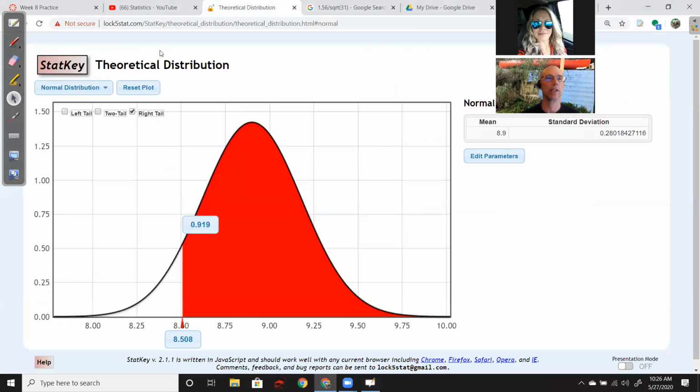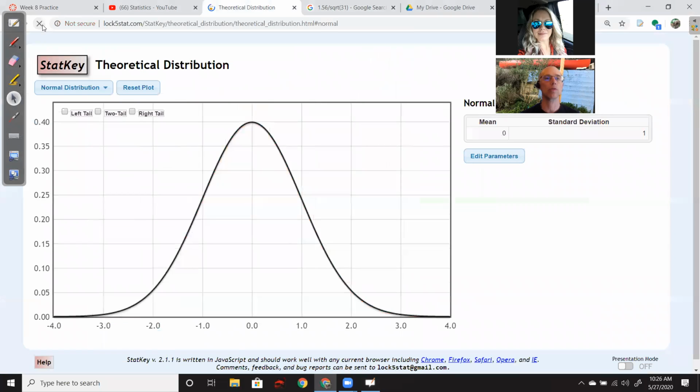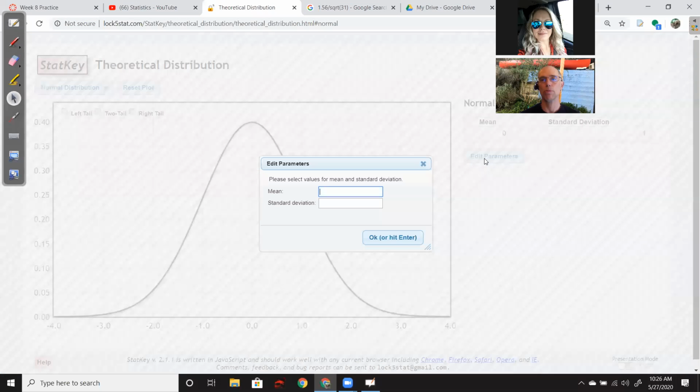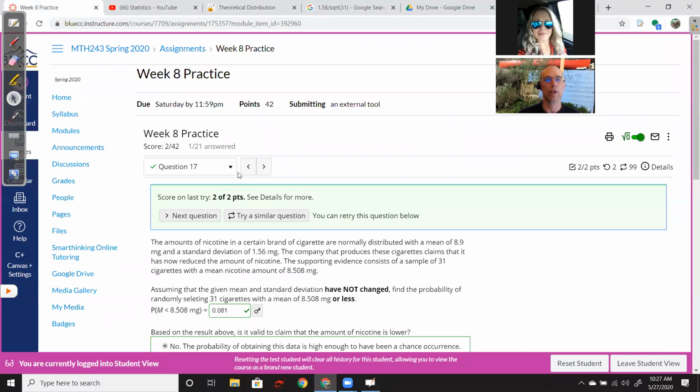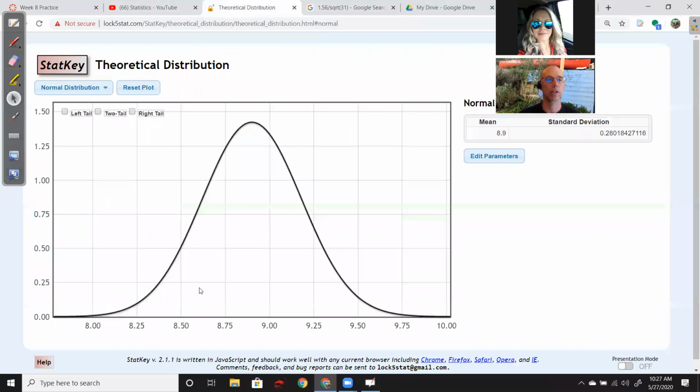And then in StatKey, just reload this page and start over. You have to enter your mean. That's the population. Standard deviation, because we have a sample here, has to be the adjusted one, not the 1.56. And then we have to decide, is this a left tail, a two tail, or a right tail? And we were asked to find the probability that it was less than, so that's a left tail. That's our alternative hypothesis, if we wanted to talk about hypothesis tests.